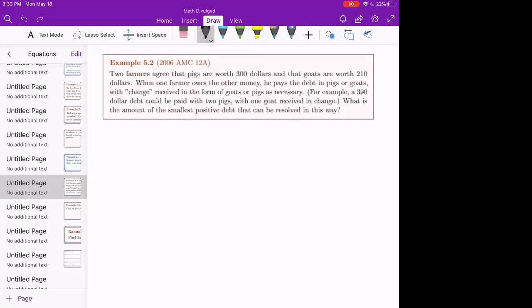Okay, so basically this problem, you might want to start off by trying just a bunch of different cases and seeing what works. So like 300 minus 210 is equal to 90. That's one amount of debt that can be resolved. But we want to find the smallest. And you might realize that 30 would be the smallest value that you can get with a bit of tinkering around.